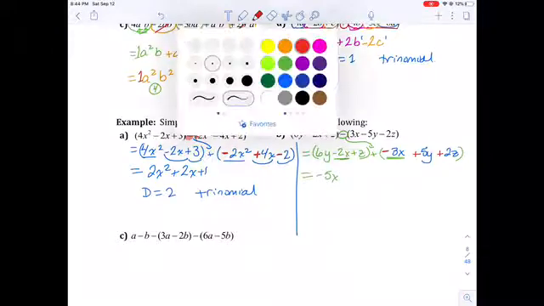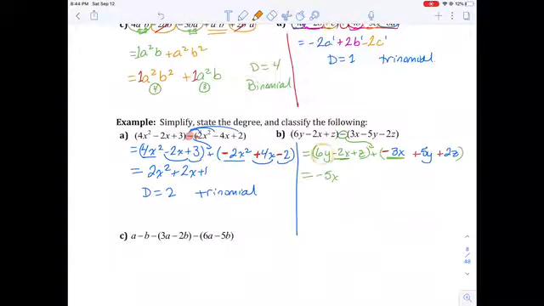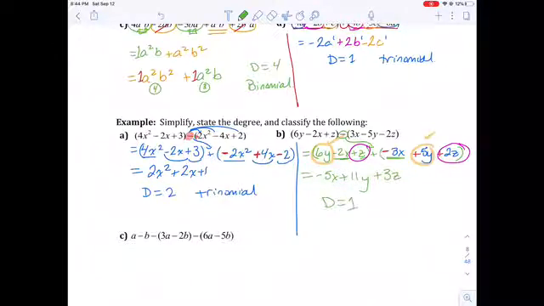Our y's, and sometimes I will literally circle these just so I don't forget, or check them off, right? I'll go like this because it's pretty easy to miss a term, but that's a plus 11y. And then our z's, right? We've got 1z and 2z's, so altogether that is 3z's. All right, and again, our degree here is 1 because these are all exponents of 1, and this is a trinomial.